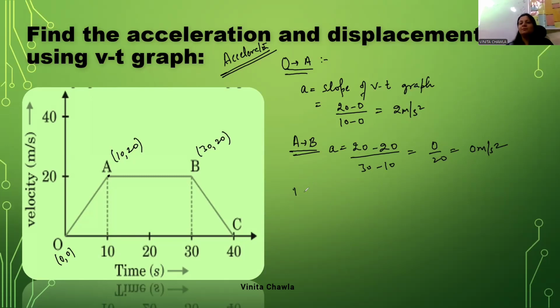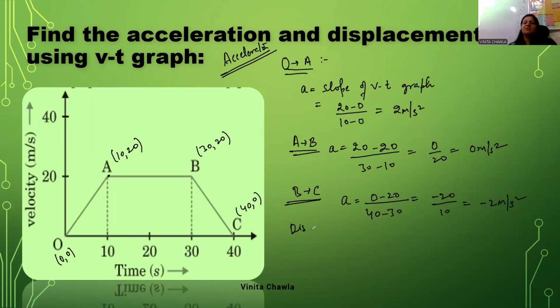From B to C, acceleration is, locate the coordinates again. It's (40, 0). So it's 0 minus 20 divided by 40 minus 30, so minus 20 upon 10. Answer is minus 2 meter per second square. It shows uniform retardation.